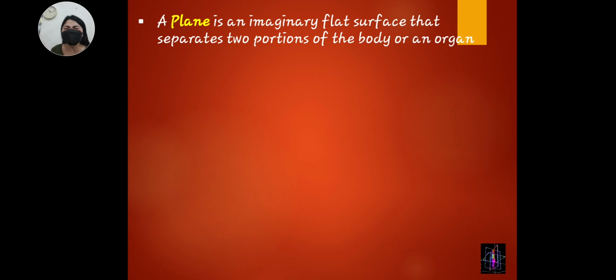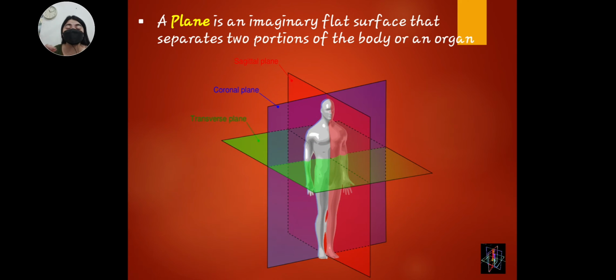So let's discuss first the definition of plane. A plane is an imaginary flat surface that separates two portions of the body or an organ. Meaning to say, a plane is the separation of the different organs inside our body. So let us explain it further.